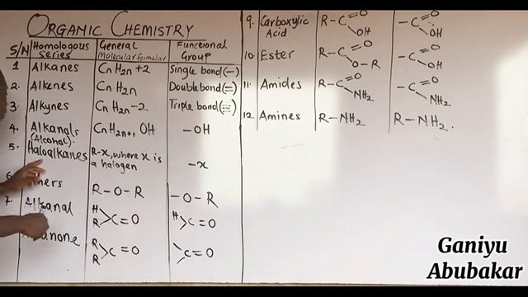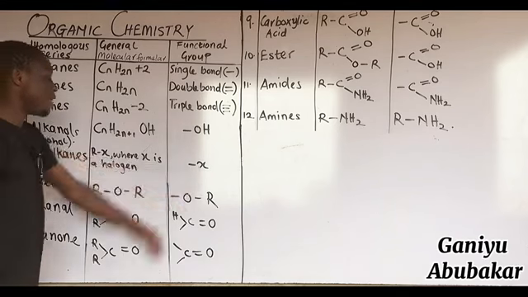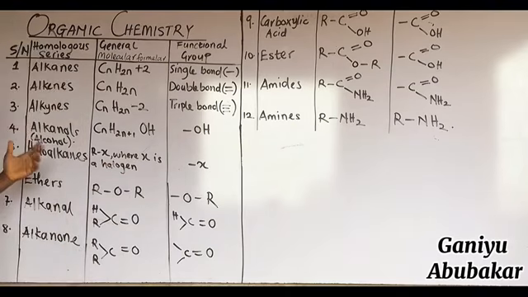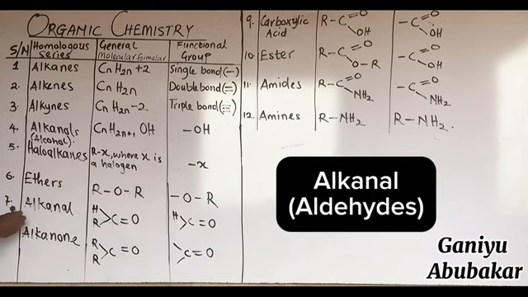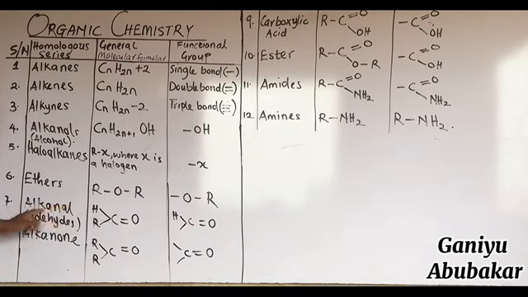We have the haloalkanes, which is minus X. We'll get to this one much more later. We have the esters, we have the alkanal, also called aldehyde. So you can call it alkanal or aldehyde. We have the alkanone, also called ketones.